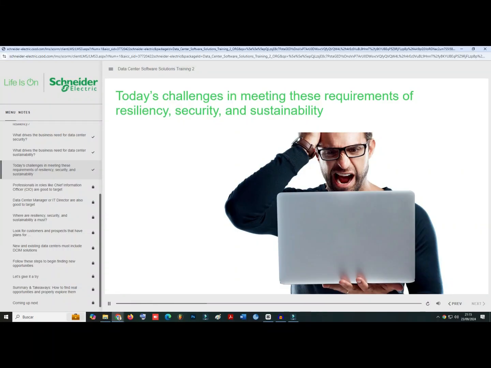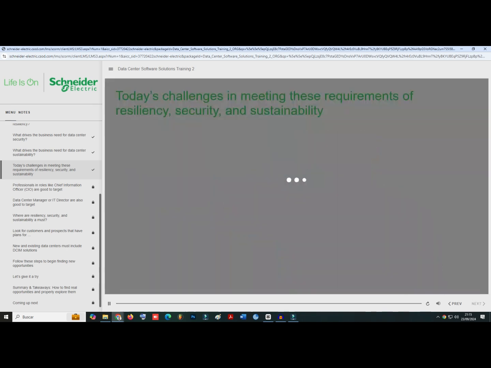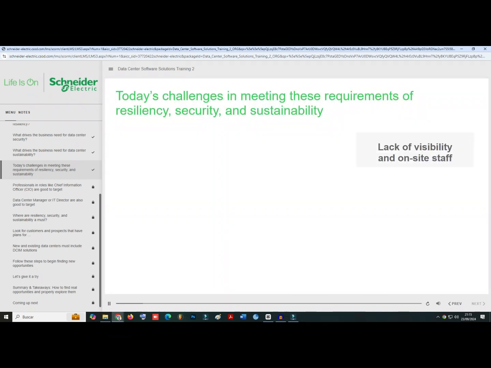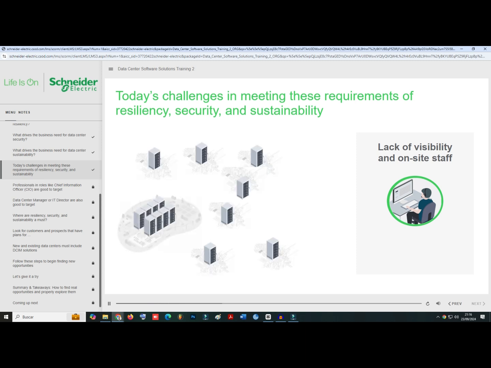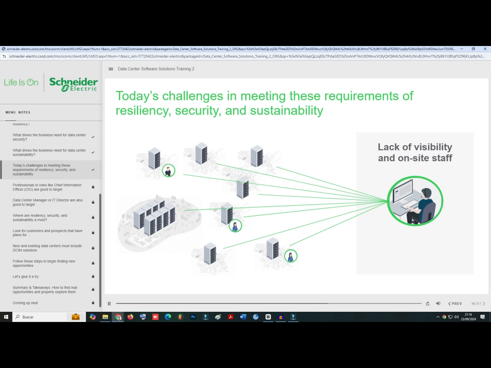Let's explore what prevents an organization from maximizing resiliency, security, and sustainability. The first challenge to consider is a lack of visibility. Whether a business has one data center or many edge sites, your customers need visibility into that distributed IT. One way to address this issue is to station qualified people at each location. But since that's not practical in most situations, it's better to use software that facilitates this visibility.